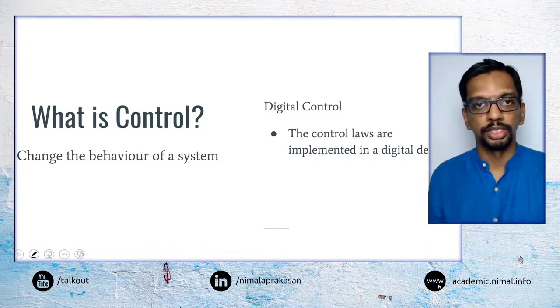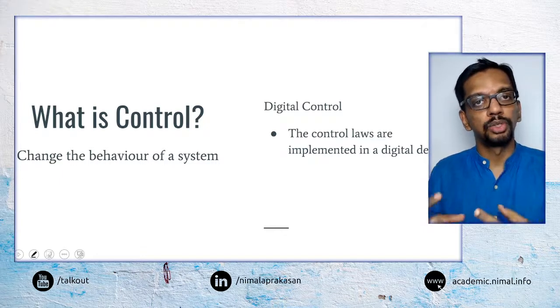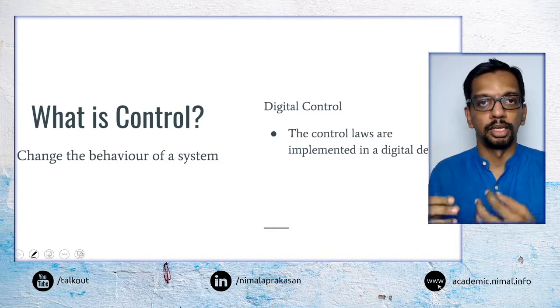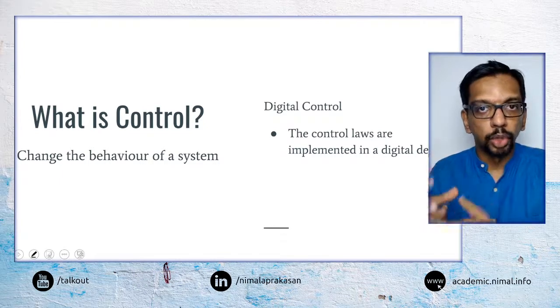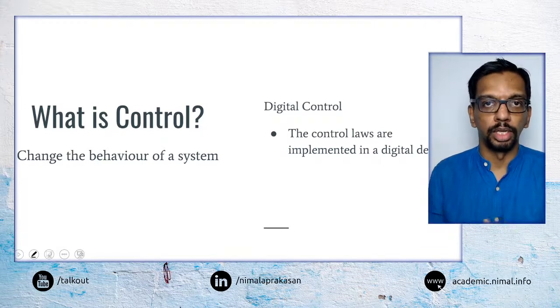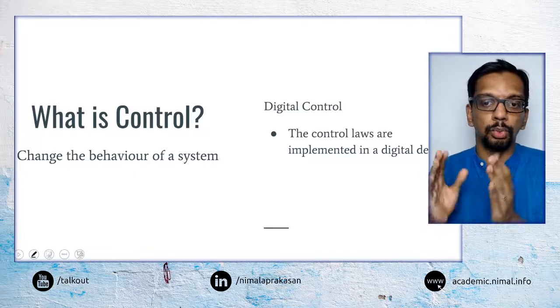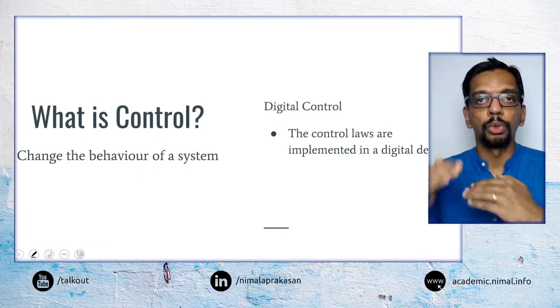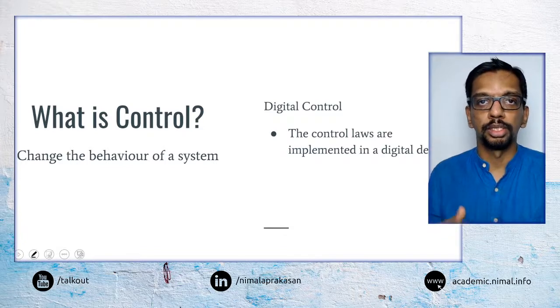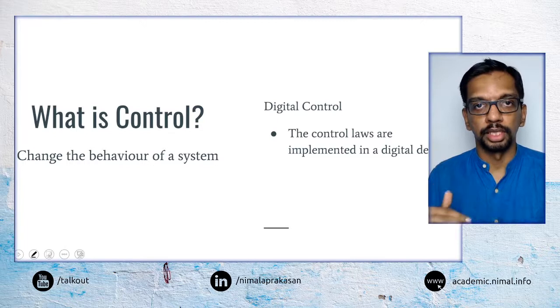Whereas in the air conditioner, the way it is performing will be controlled by a digital device. It may have a microcontroller inside the air conditioner, and it may perform accordingly. So that is the main difference with digital control, where the control laws, or what needs to happen in the system, will be implemented in a digital device.